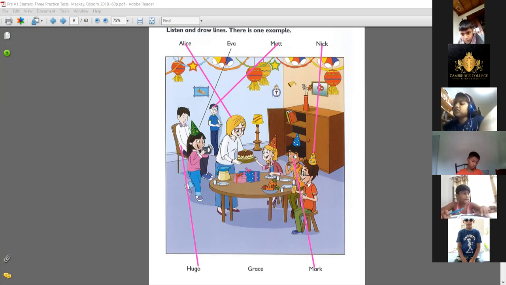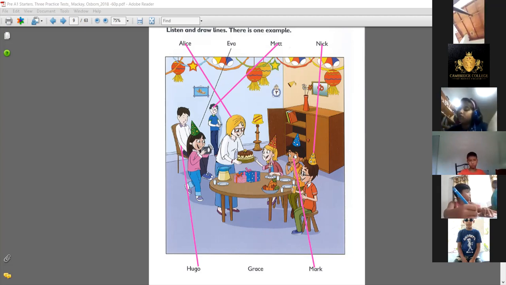Shall I put a small tick? Yes, you can put a tick. By using a red pen or a red pencil. Okay?